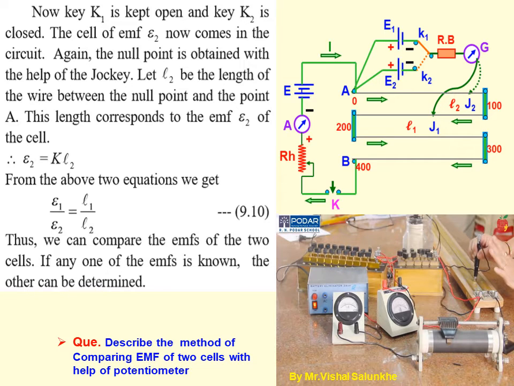We'll see now in what way the CBSE board may ask a question on this point. The question will be like, describe the method of comparing EMF of two cells with the help of potentiometer, and for this case we have to write each and everything. So hope you understood, my dear students. So next we'll see.